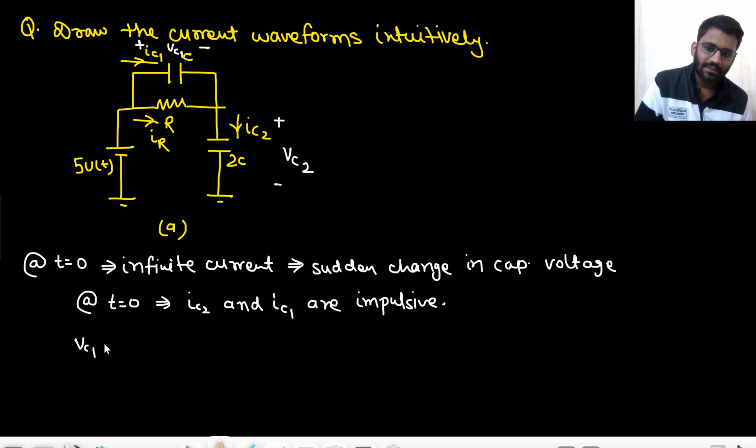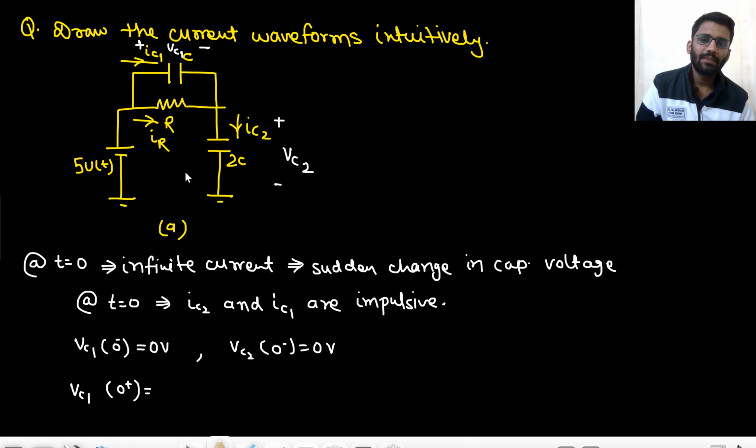So tell me, what is VC1 at 0 minus? It is 0 volt. And what is VC2 at 0 minus? Before this input voltage, it was 0 volt only, right? Tell me what is VC1 at 0 plus? That will be 2C by 3C into 5, because voltage is divided in the inverse proportion. So 2C by 3C into 5. So that would be 10 by 3 volt.